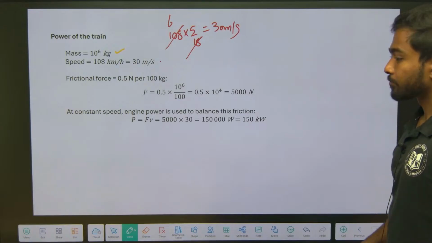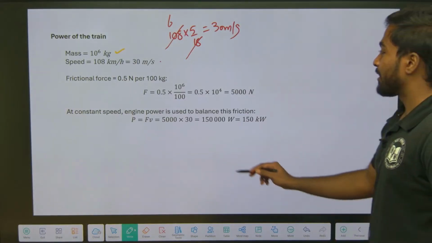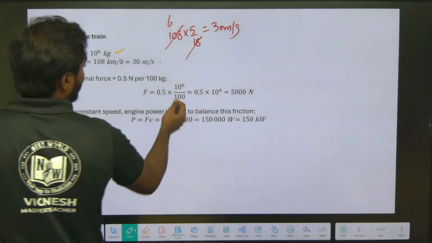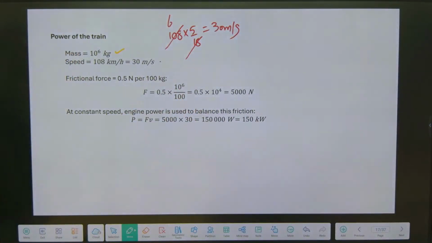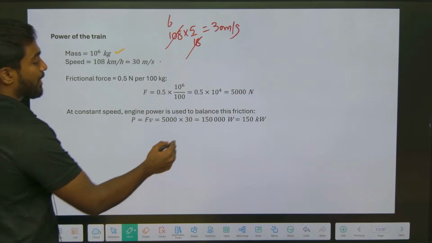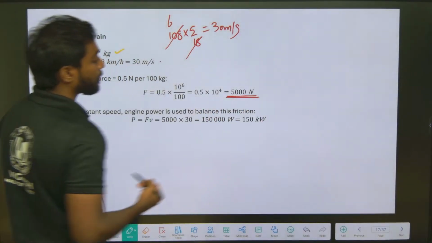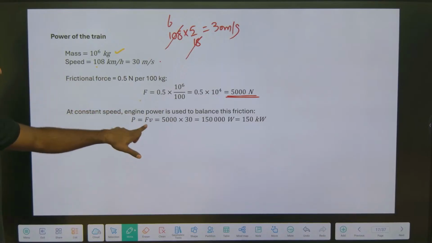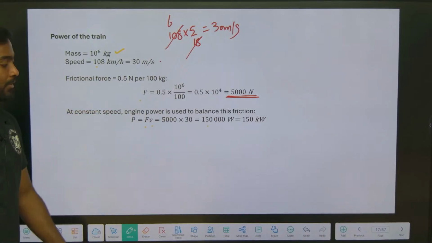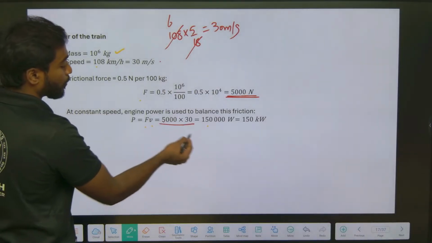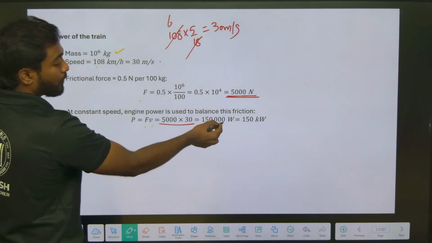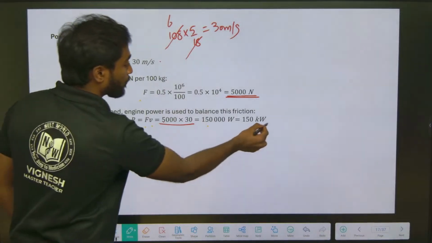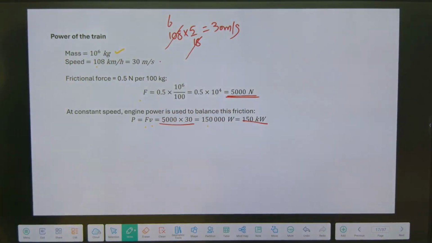So F is equal to 0.5 into 10 power 6 by 100, which is 5000 Newton. If we know speed and force, force into velocity is power. So 5000 into 30 is 150,000 watt, which is 150 kilowatt. This is the answer for the given question.